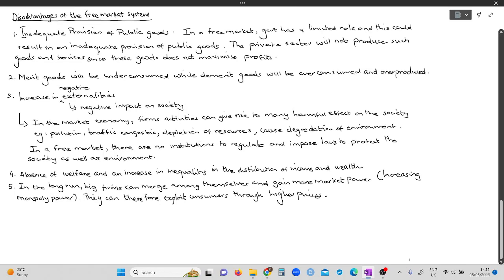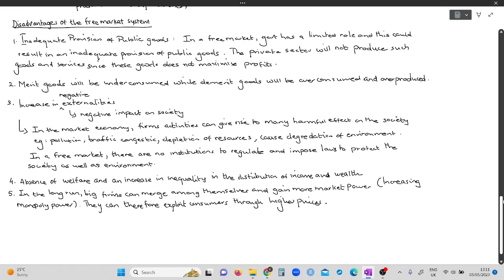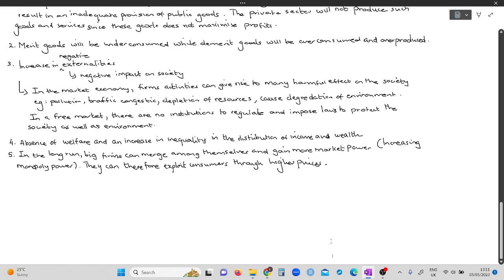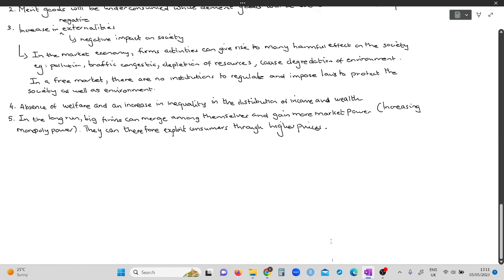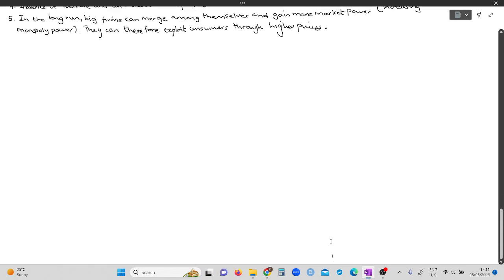Now, a mixture of both. You have already taken the picture or the screenshot of it. Next, we are going to do the mixed economic system. Good. I will give you the main characteristics of the mixed economic system.